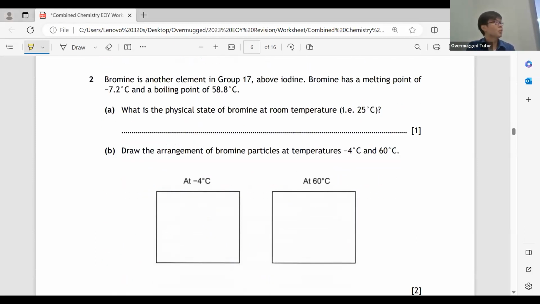Okay, here there's a slight difference in Sec 3 and Sec 4 syllabus. Take note that the periodic table is different for Sec 3 and Sec 4 syllabus. Okay, I'm going to show you the difference. I'll open it. Then I closed it, this one.